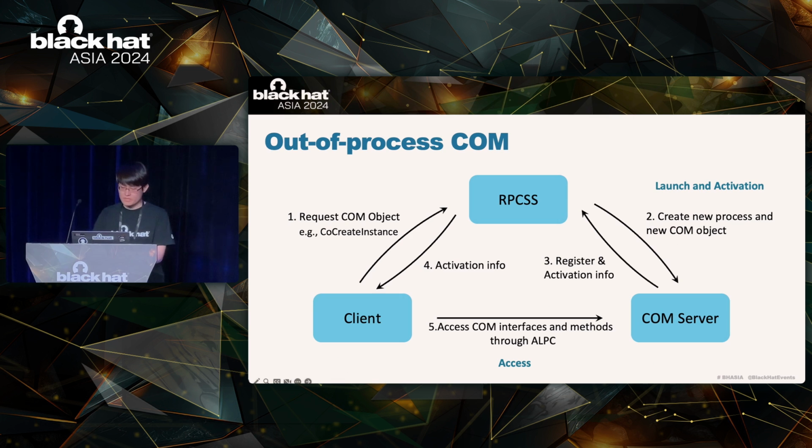In the out-of-process COM, when a client requests a COM object, it will communicate with the RPCSS service first. The RPCSS will check if the COM server is running. If not, it will start the COM server and create a new COM object in it. The process is called launch and activation. After the COM object is activated, the client can interact with the COM object through ALPC.